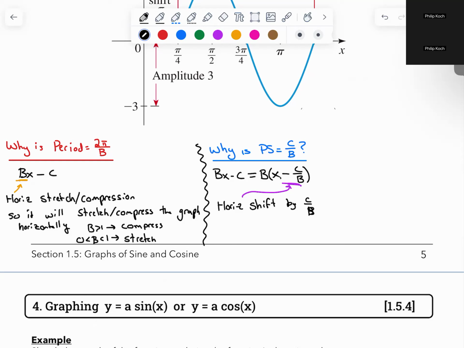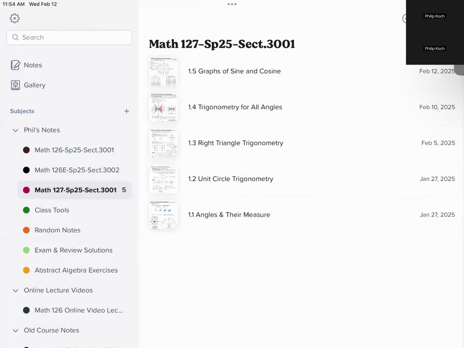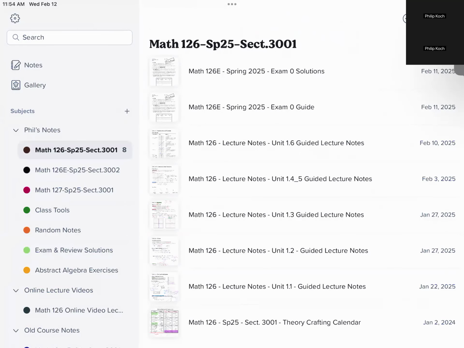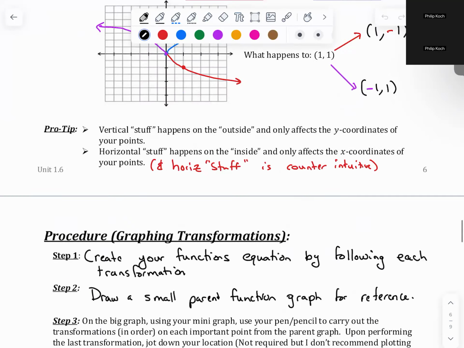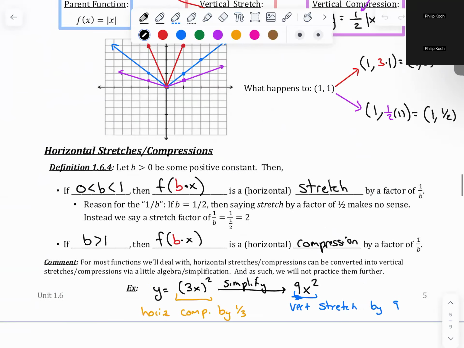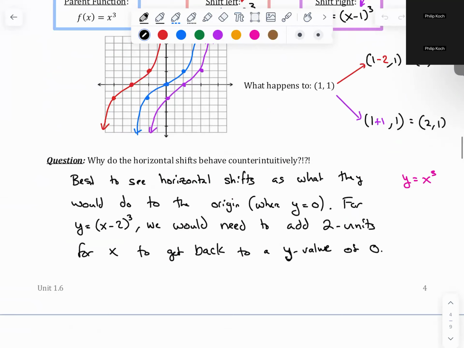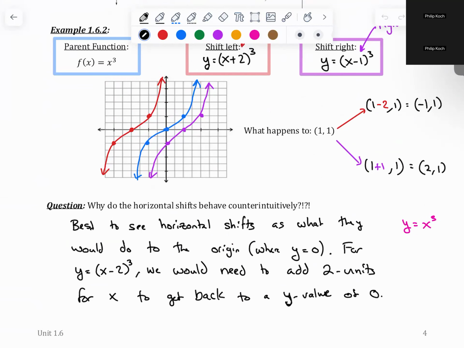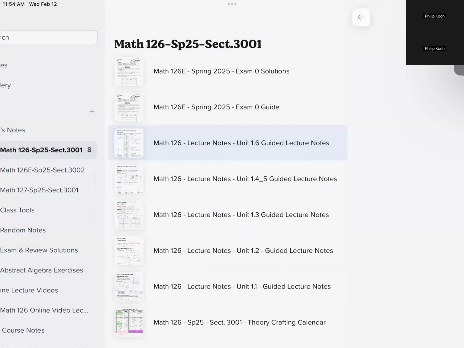Mm-hmm. So fun fact, I'm glad you mentioned that. Just as a fun little aside, I'm teaching 126 right now, and that's the section we're going over. With my students, I tried to explain that it's best to see horizontal shifts as what they would do to the origin when y is equal to 0. So for y equals x minus 2 cubed, we would need to add 2 units to get back to a y value of 0. If it was x plus 2, we'd have to move 2 units left to -2 to get back to 0. That's the idea. I'm glad that's the way I internalized it too.